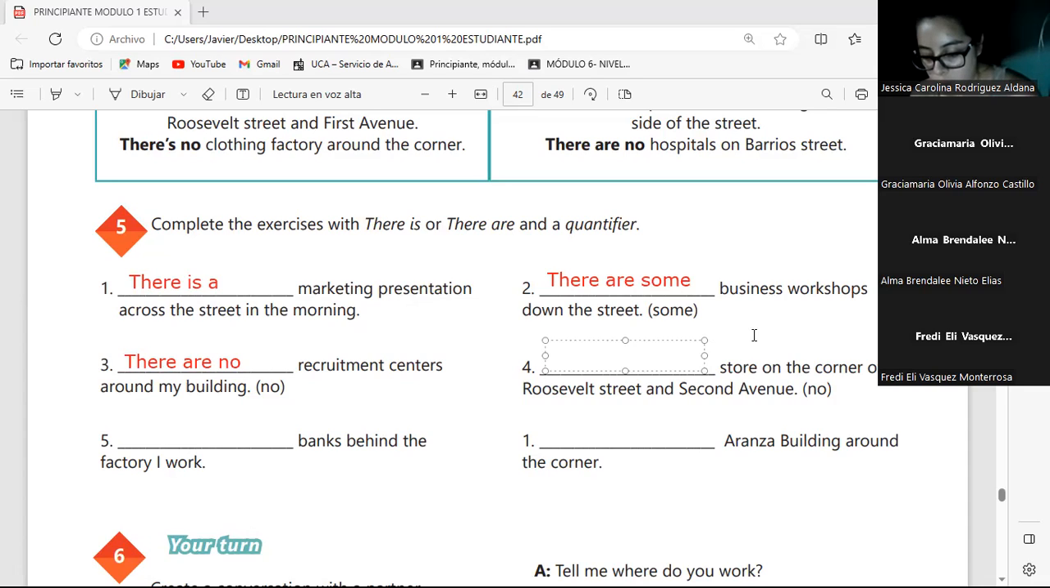So there is or there are, what is the correct one? And remember in this case, class, we're going to use the word not. There is. There is, and then? No. There is no, correct. There is no store on the corner. Number five. Brendali, can you help me, please? It says banks. There is or there are, Brendali?